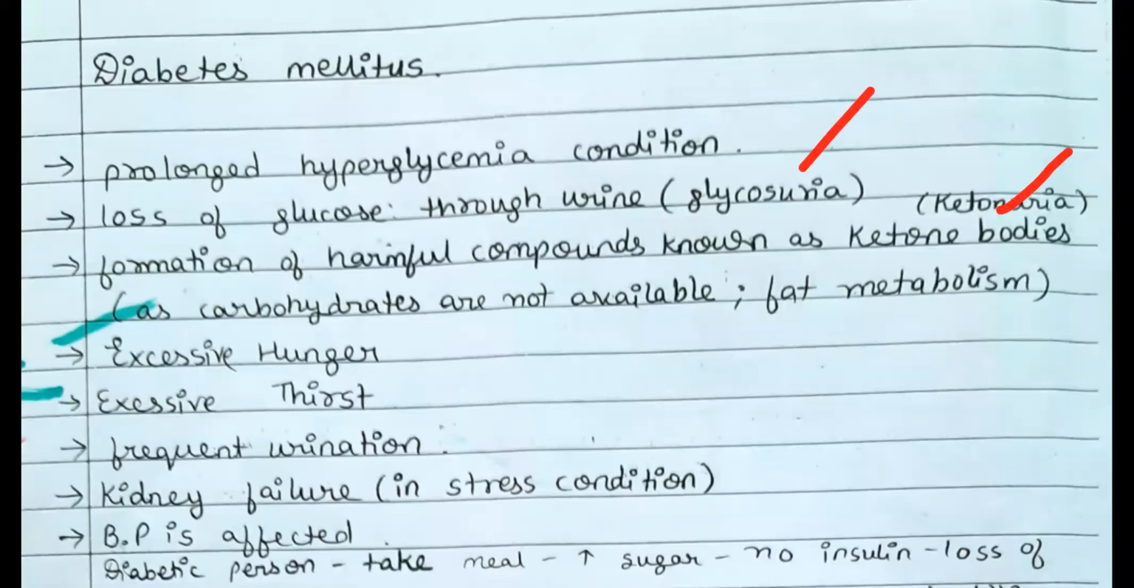Because a lot of fats will be undergoing breakdown in your system. Fat metabolism increases. Insulin will promote glucose metabolism. Insulin absence will promote fat metabolism. So fats are metabolized, and their breakdown produces ketone bodies. Acetone and other such ketone bodies are produced. So ketone bodies will come out in the urine. They are harmful compounds. And the presence of ketone bodies in the urine is called ketonuria. So that is another problem. Look at the chain of events.